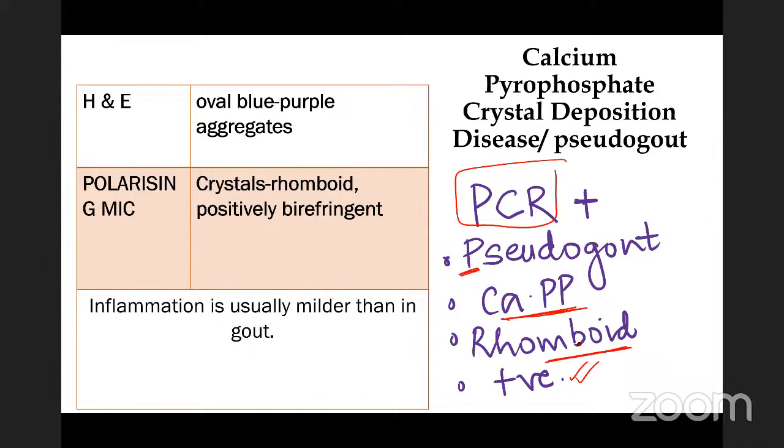Remember, inflammation is usually milder than gout. And very good, Satvik. For polarizing microscopy, we have to use a dichroic mirror. There's a special mirror that you use for polarizing microscopy. This is called a dichroic mirror. Apart from polarizing microscopy, a dichroic mirror is also used in flow cytometry. So remember, PCR plus is a code for pseudogout. These are rhomboid crystals which you can see, very typical of pseudogout.